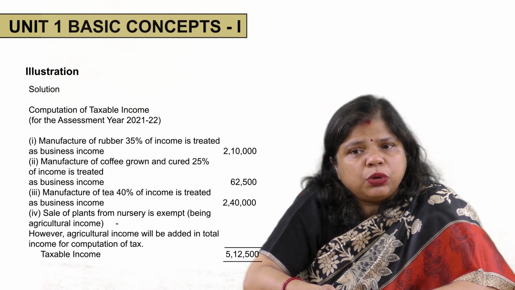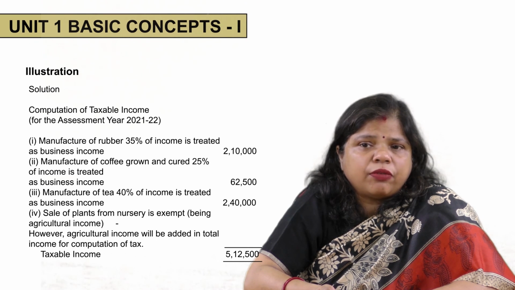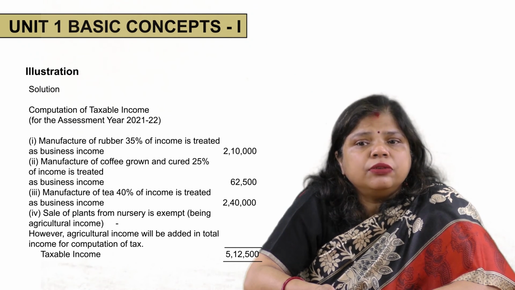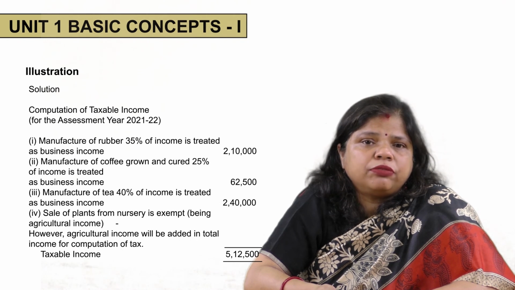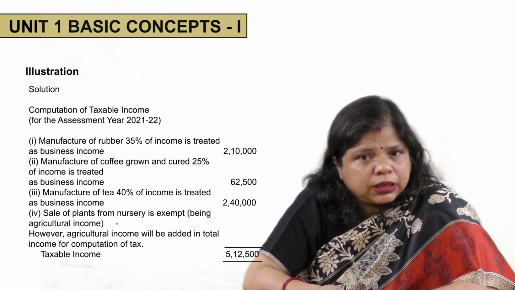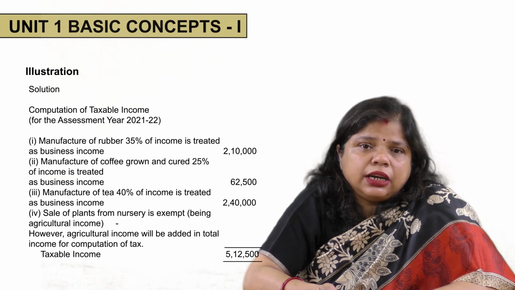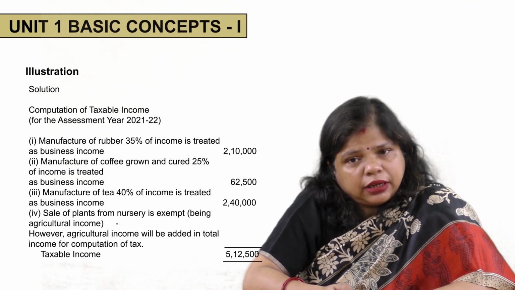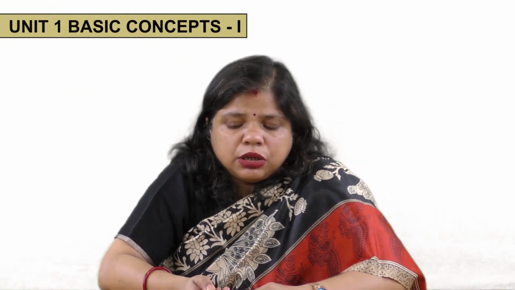So, total of 2,10,000, 62,500 and 2,40,000 is 5,12,500, which is the taxable income of Mr. Ratan. So, it is a taxable income and it is charged tax.